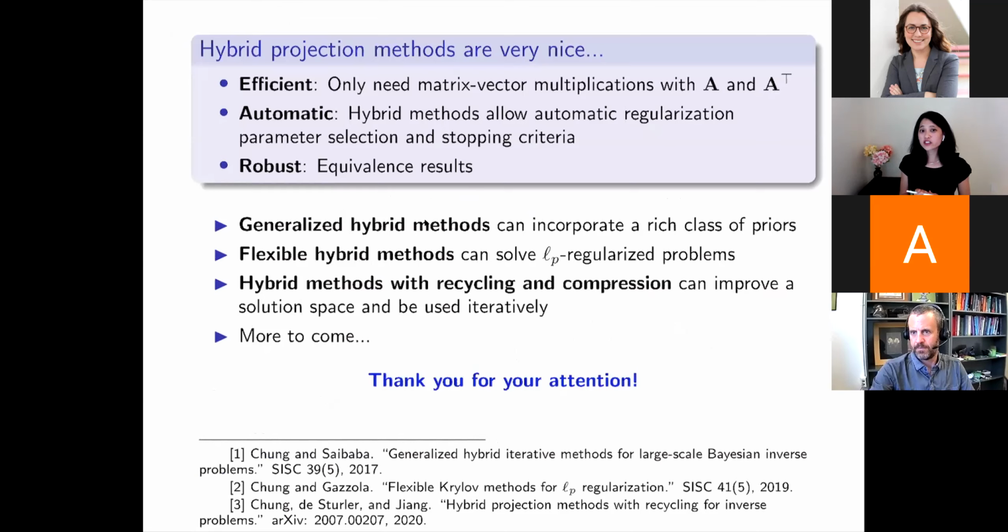They're automatic because you can choose that regularization parameter during the iterative process. And it's not so critical what your stopping criteria is, because if you stop a little bit too late, your regularization essentially takes care of any error entering the solution. And actually, I didn't talk too much about this, but there are some nice equivalence results, some theoretical results that show that these hybrid projection methods have very nice connections to standard iterative methods applied to the regularized problem.